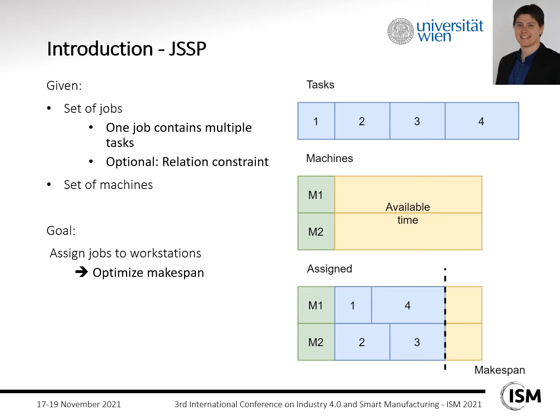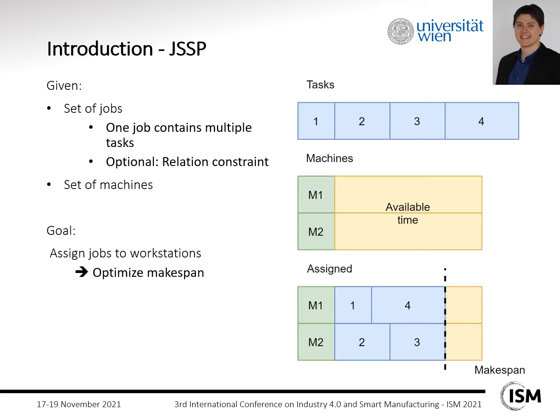In a simple version, tasks can be produced on all workstations, and an available time for all workstations exists. This can be seen in the center of the picture. The optimization goal for such a job shop scheduling problem could now be to minimize the makespan. The makespan is the time until all tasks have been finished. This can be seen at the bottom of the picture.